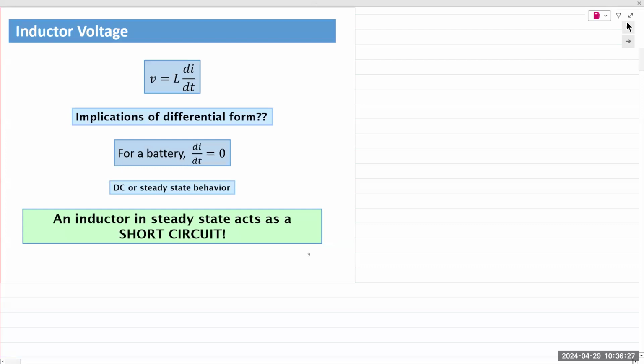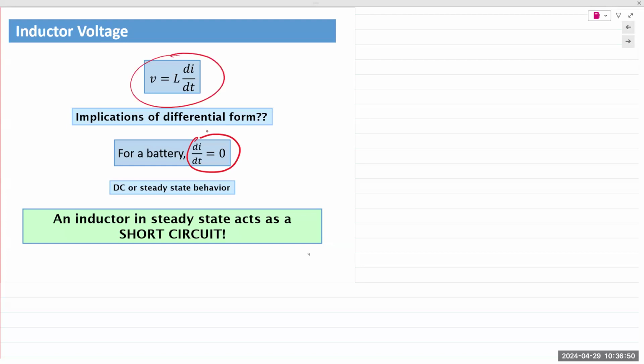Mathematically speaking, if I is a constant value, if it's a constant number, what do we get? Mathematically, we know if I is a constant value, then the derivative would be equal to 0. So voltage would be equal to 0.